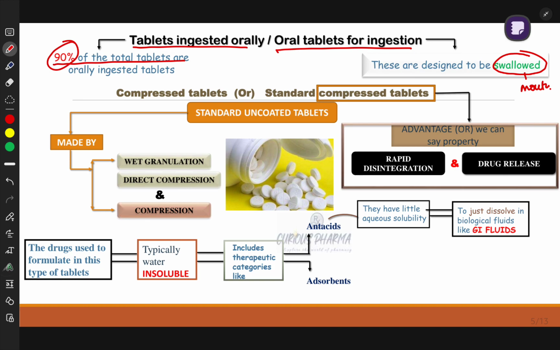The major advantage of these standard compressed tablets is rapid disintegration and drug release. That means the tablet disintegrates very rapidly, and drug release is also very high at the particular location like the stomach. Here, the disintegration time of these tablets is 15 minutes. It is the standard uncoated tablet disintegration time. Now we will see the disintegration times of different types of tablets.